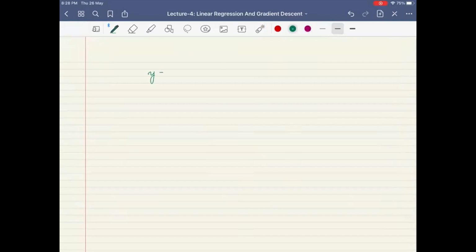I hope everybody remembers this. y is equal to mx plus c. This is the equation of a line. Can anyone tell me what is m and what is c here? Slope and intercept. Exactly right. So let me write it. Equation of a line.